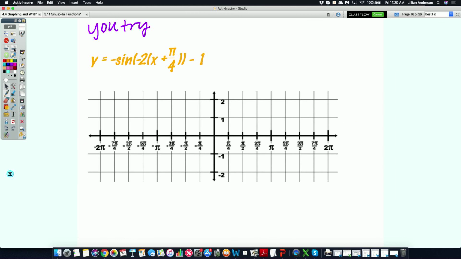I want you guys to try this one on your own. Be careful. It is a sine function, which means the y values are going to be a little bit different, but the x values stay the same. Okay? So go ahead and give this one a try. Ask your questions if you have them.